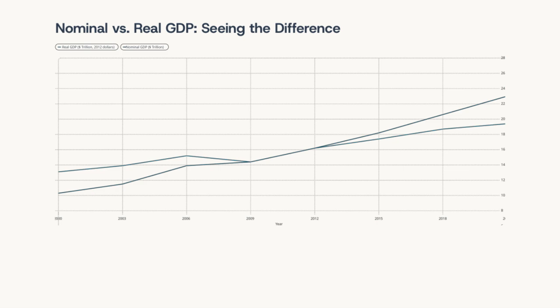Recognizing the difference between nominal and real GDP is crucial for accurate economic analysis, as it helps us distinguish between growth caused by increased production versus price increases. This understanding ties back to our overall theme of evaluating economic health more precisely.